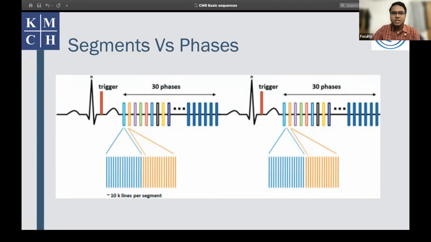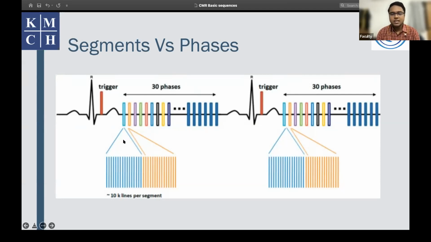So in that 100 milliseconds, if it takes 10 milliseconds to fill one line in the K space, it will take 100 milliseconds to fill 10 lines in the K space for this particular segment. Suppose the heart rate increases, say to 120, so each RR interval becomes 500 milliseconds, and the time available for acquisition of each phase becomes 50 milliseconds. And in that 50 milliseconds, we'll be able to fill only 5 lines of the K space.